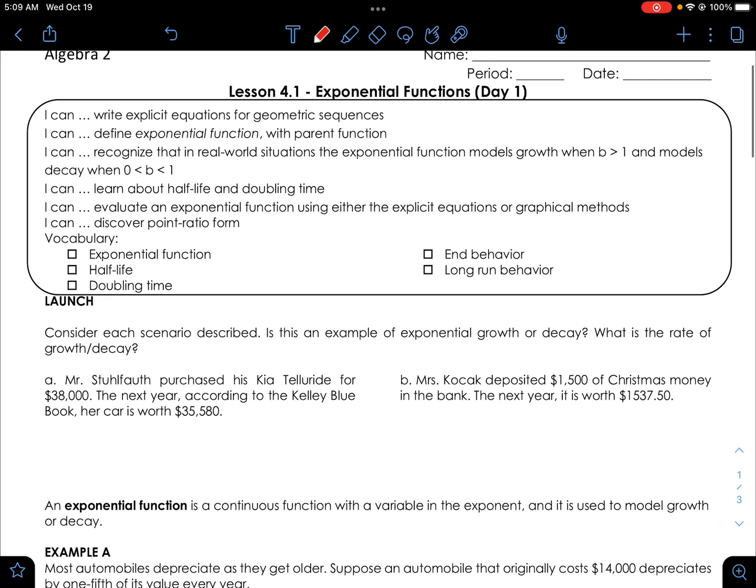Let's start with this warm-up. Consider each scenario described. Is this an example of exponential growth or decay? What is the rate of growth or decay?